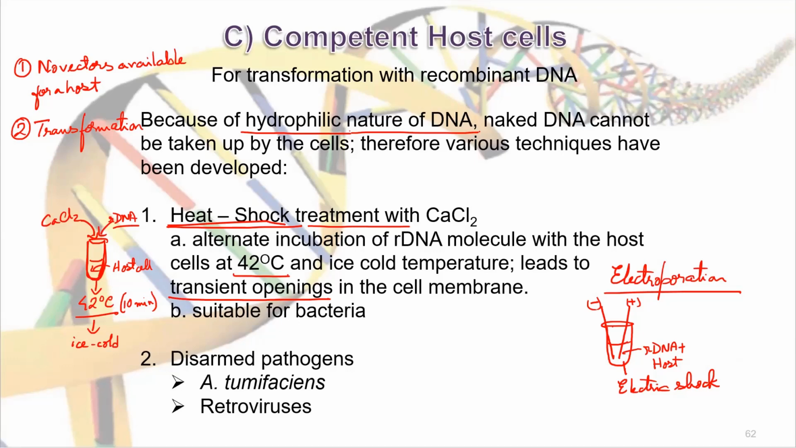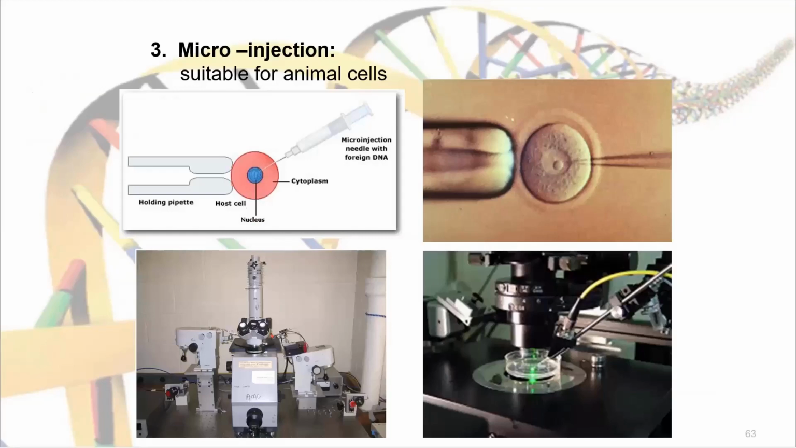Now, disarmed pathogens, we already discussed how Agrobacterium tumefaciens and retroviruses after disarming can be used for transformation. This is one technique which is called micro-injection, that is done for animal cells. Look at the diagram. Diagram will explain this process very easily.